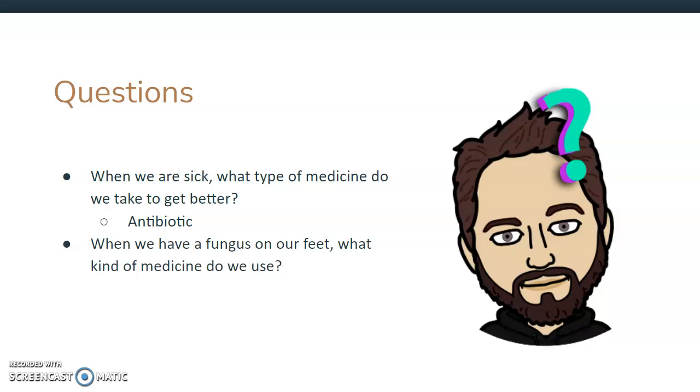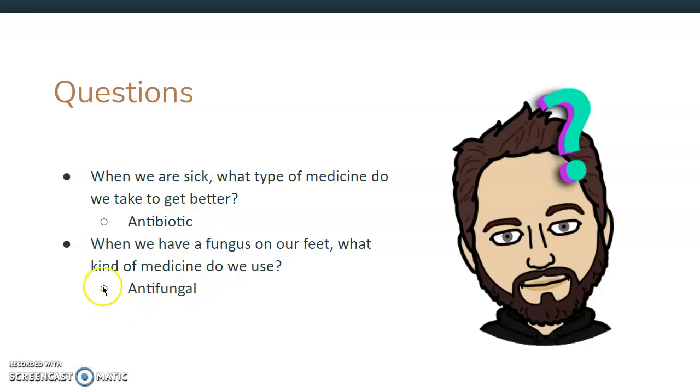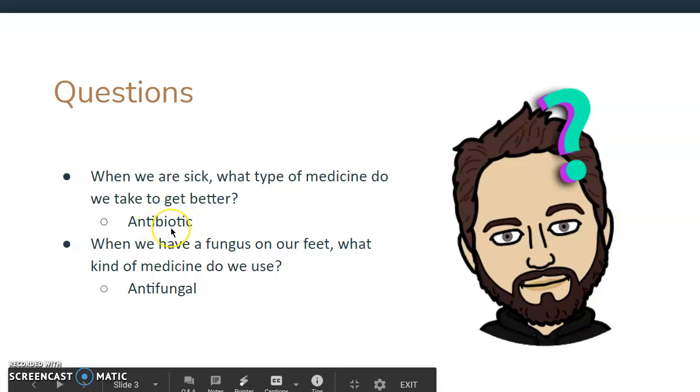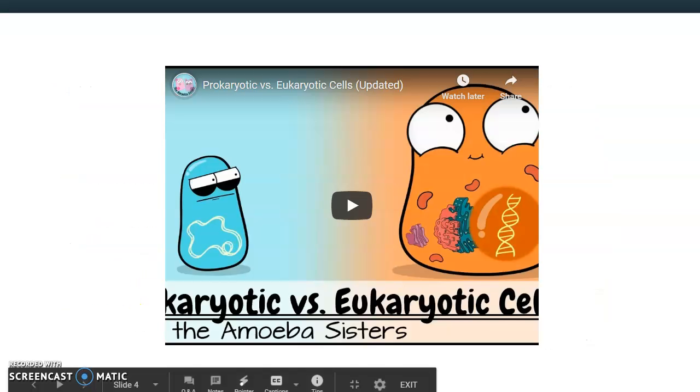But when we get a fungus on our feet, what kind of medicine do we take? An antifungal. Sorry, I should have said this: antibiotic stands for bacteria, biotic. So our bacteria are very different than our fungi. Fungi are eukaryotic cells, and bacteria are prokaryotic cells. So we use something a little different to make us feel better, and we'll talk about the differences of each kind of these cells as we go through.